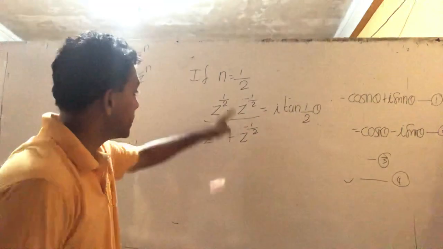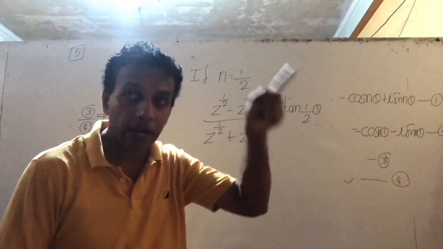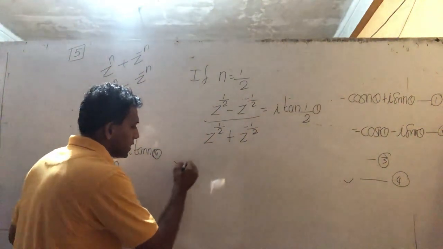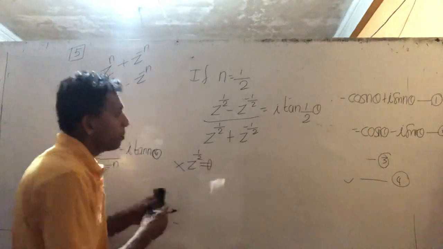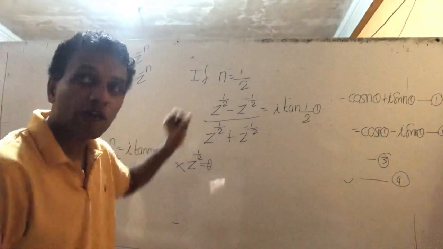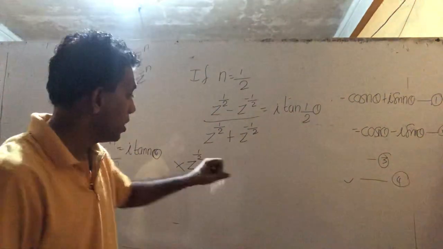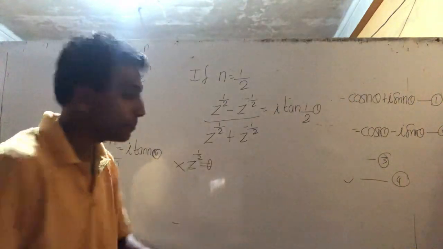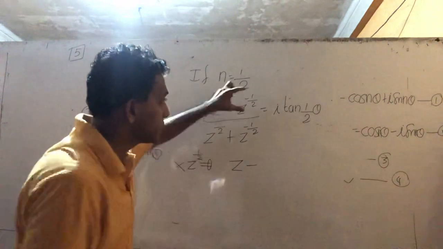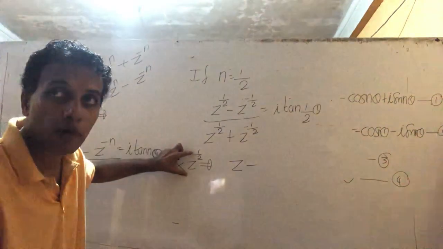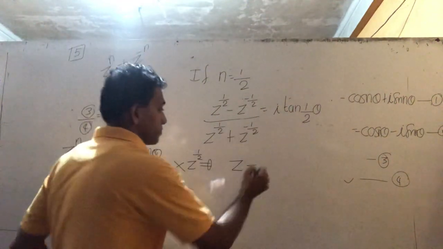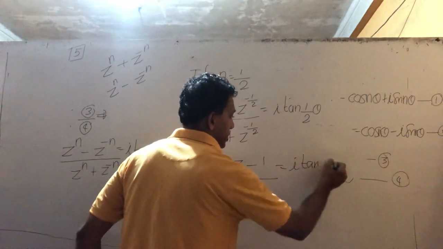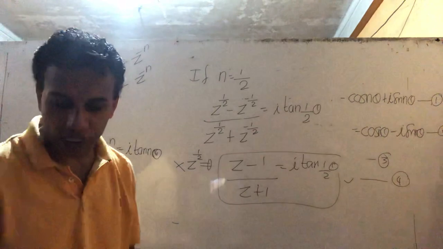Now see how to work this. It becomes z minus 1 over z plus 1, not half, in the answer. What's the idea? Multiply numerator and denominator by z to the power half. Every term in the fraction, multiply by z to the power half. Z to the power half into z to the power half, base the same, power half plus half is 1, z to the power 1. Minus z to the power minus half multiplied by z to the power half becomes z to the power 0, that is 1. The same in the denominator. Here i tan half theta is the answer. The best question, best expectation for future type problems.